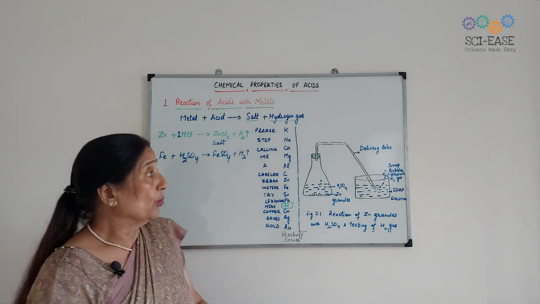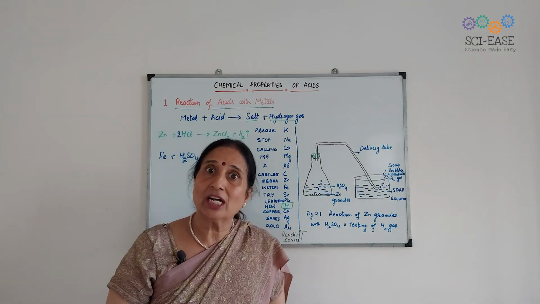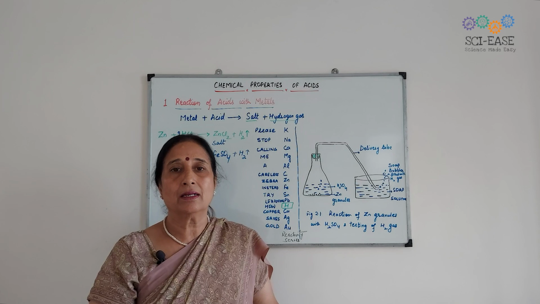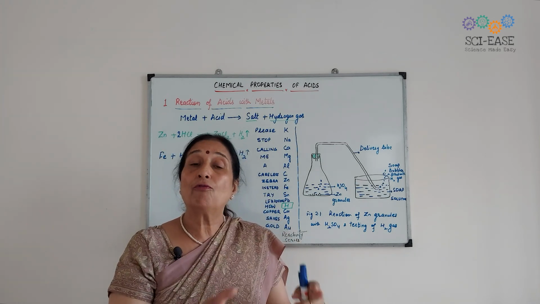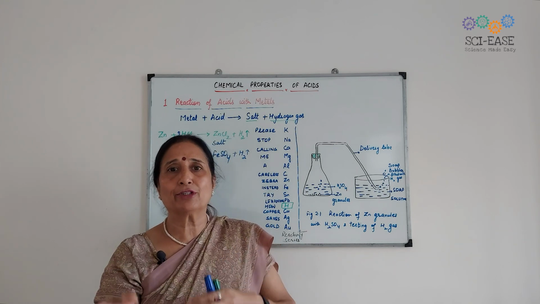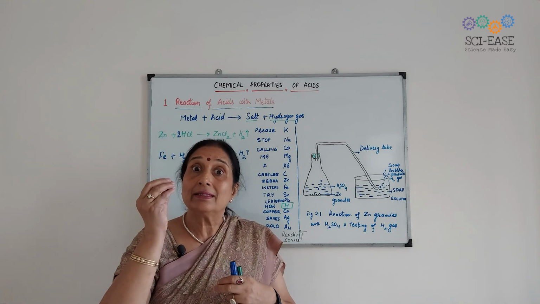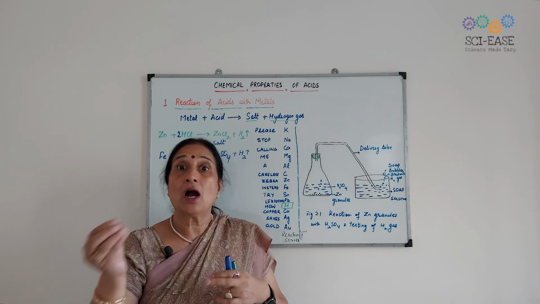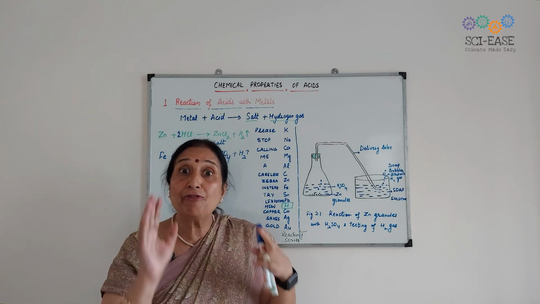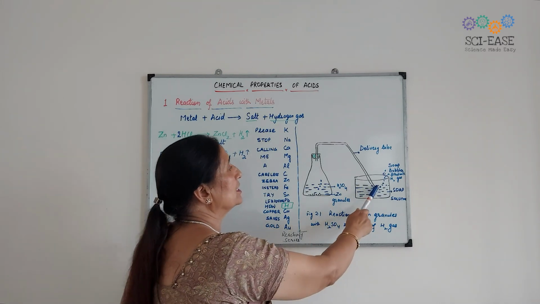So what is the method? How can you judge that this is hydrogen gas? There are different tests for all the gases, like oxygen, nitrogen, sulfur dioxide. How can we test these gases? How can we confirm our observation? So here hydrogen is evolved.